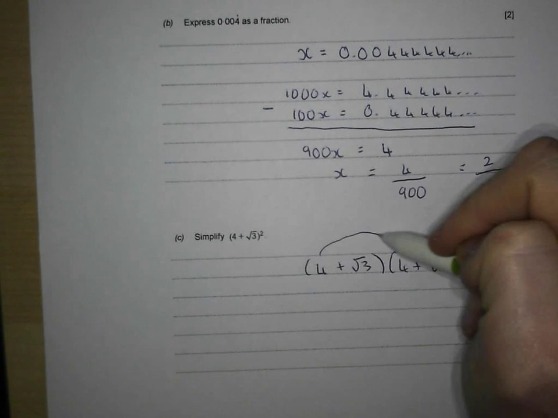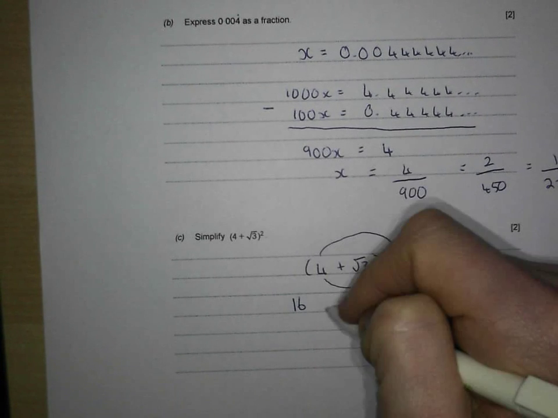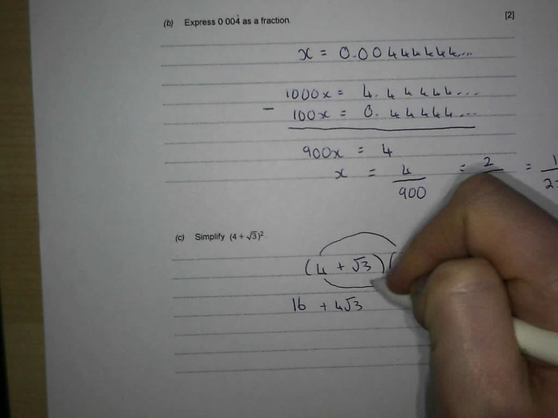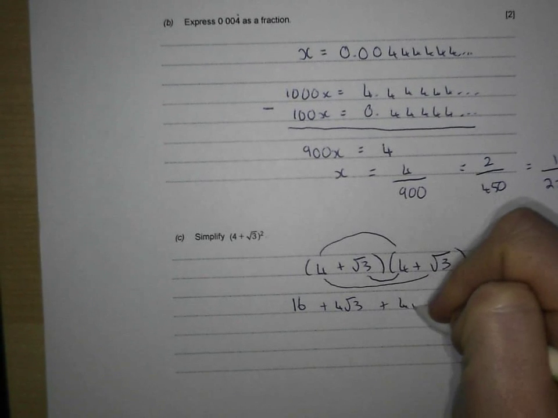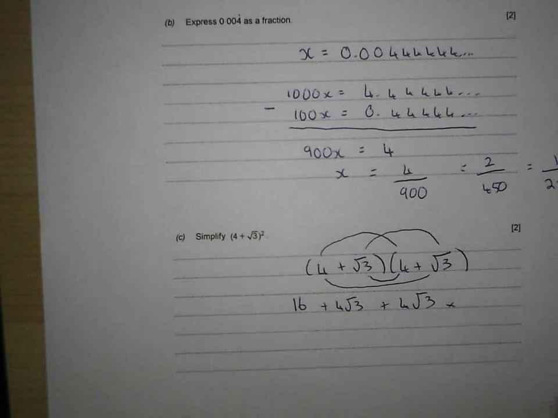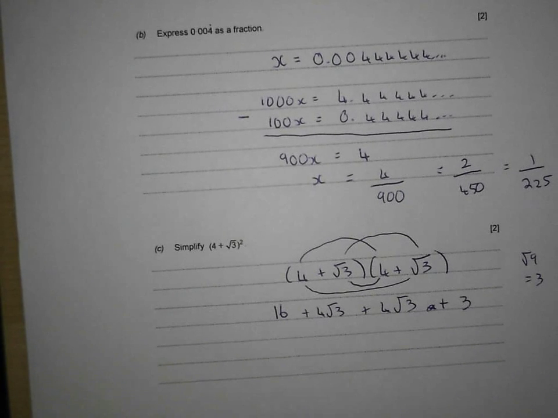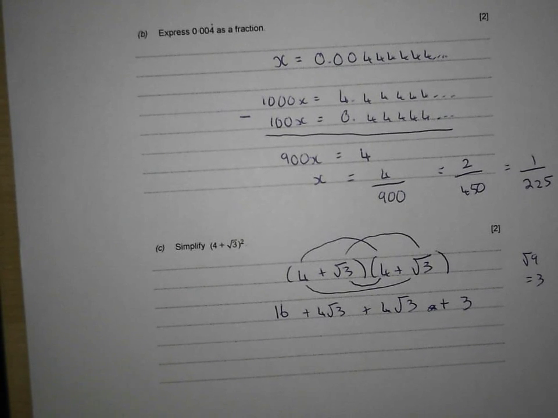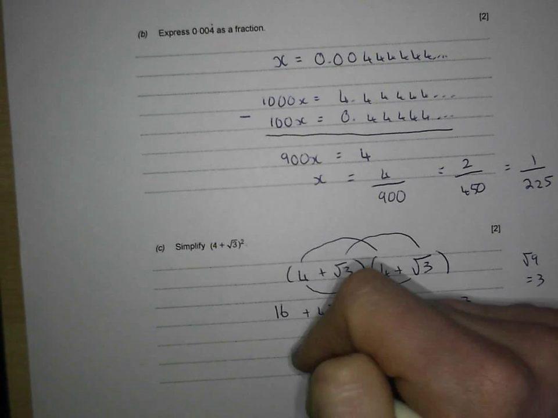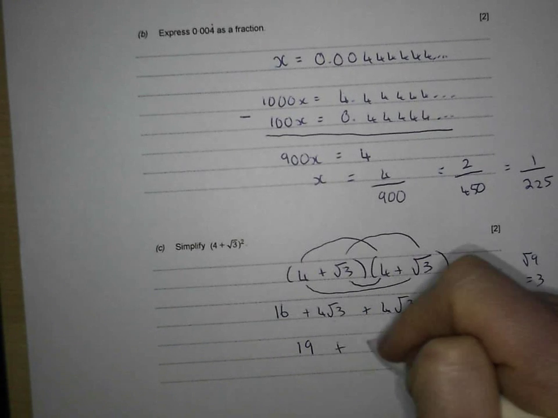So 4 times 4, 16. 4 times root 3, positive 4 root 3. Root 3 times 4, positive 4 root 3. Root 3 times root 3 is going to be root 9, but we all know that root 9 is just 3. So we have a plus 3 at the end there. So we get 16 plus 4 root 3 plus 4 root 3 plus 3. Let's tidy it up. 16 plus 3 is 19. 4 root 3 plus another 4 root 3 is just 8 root 3.